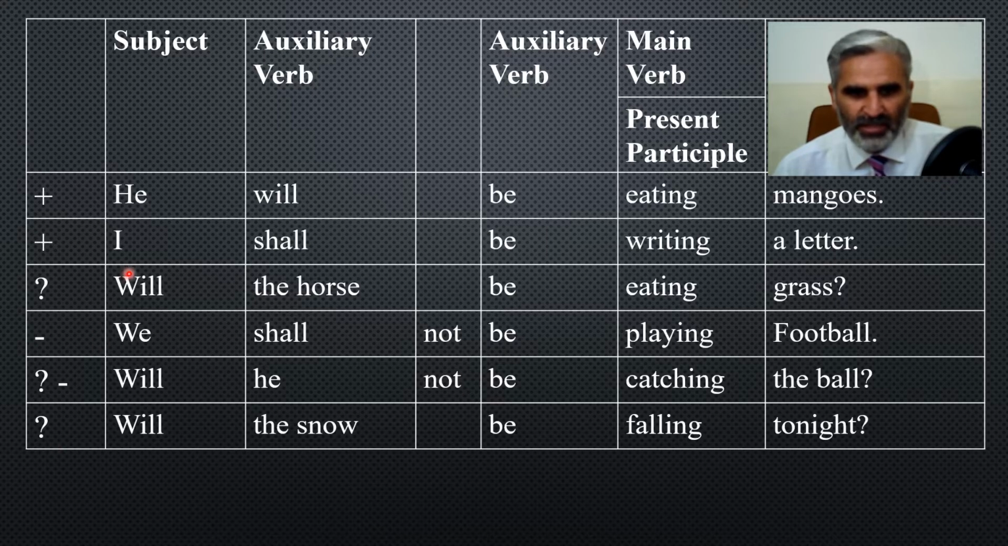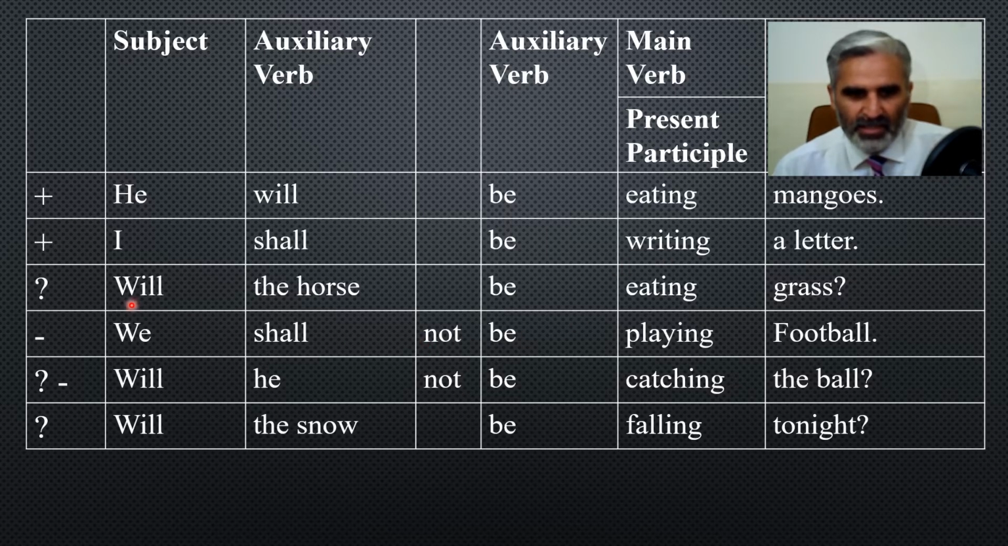The first sentence: he will be eating mangoes. Subject, after the subject we have used will be as auxiliary verb, eating is the present participle form, and mangoes is of course the object. And again, a positive sentence, the second sentence: I shall be writing a letter. So after the subject, shall be is used as the auxiliary verb, and the present participle form of the verb, writing, is also used.